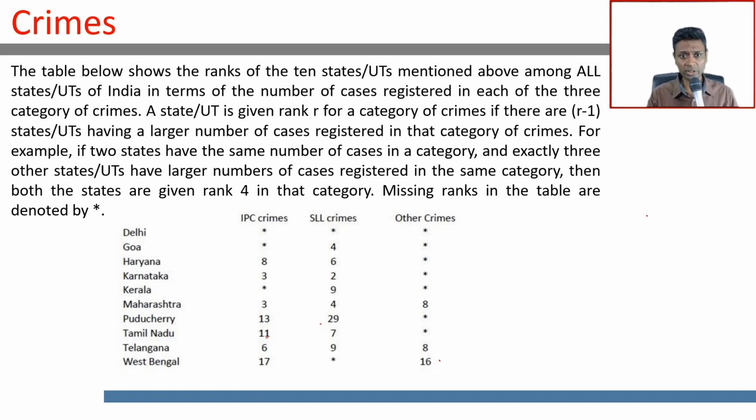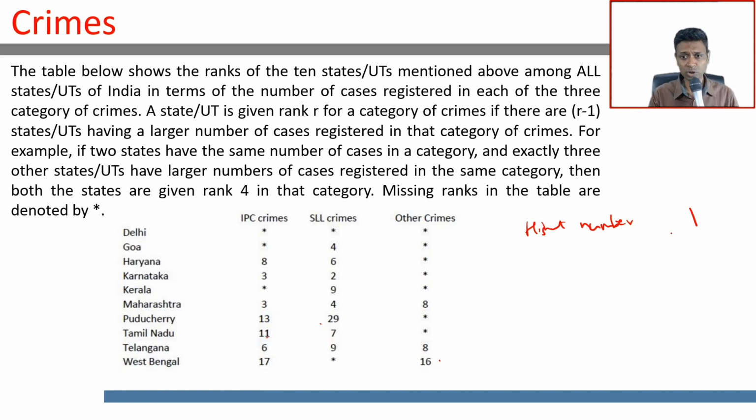A state, union territory is given rank R for a category of crimes if there are R-1 states, UTs having a larger number of cases. Fine. So this is ranked in descending order. Highest number is ranked 1. So if you're ranked 1 in this, then you're doing really poorly on crime. And the more crimes get committed, you get ranked 1, 2, 3. Fewer crimes get committed, you get ranked 27, 28, 29, something like that.